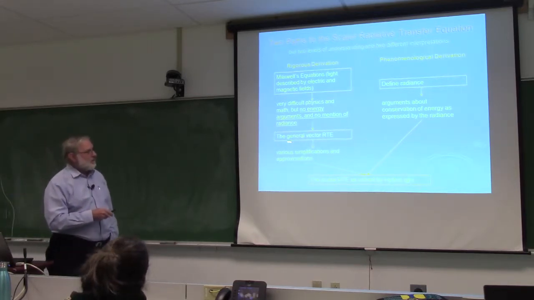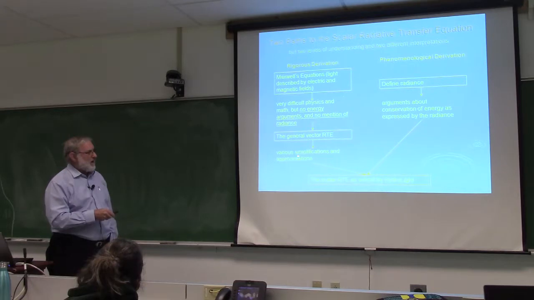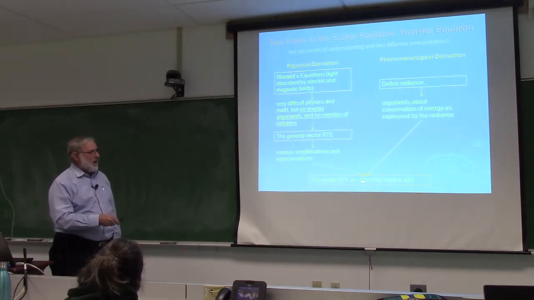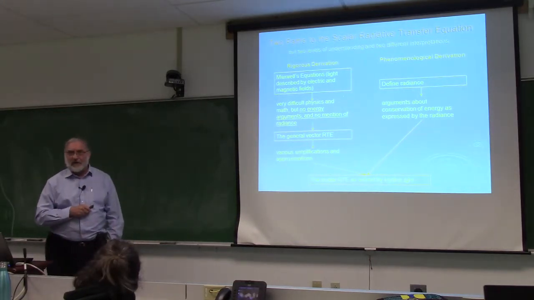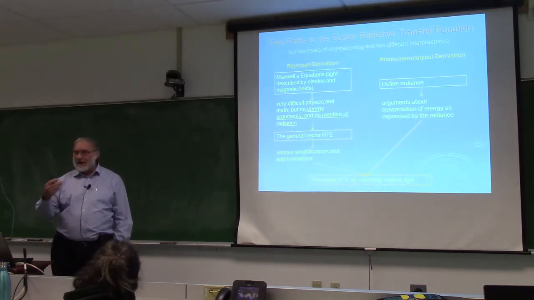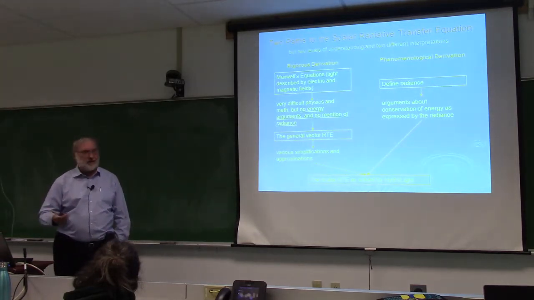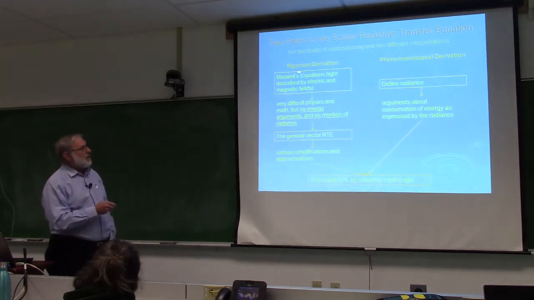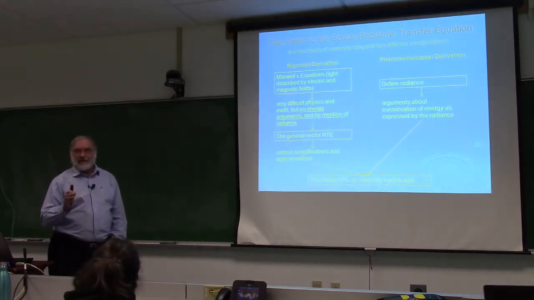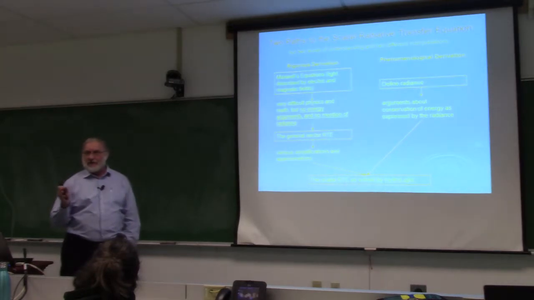And he ends up with what I'll call a general vector radiative transfer equation. And then you can simplify that. We're going to walk through that. And guess what? You end up with the same equation. But the understanding is deeper and the interpretation's a little different. And in particular, to get from here to here, you never define radiance and you never make an energy argument.